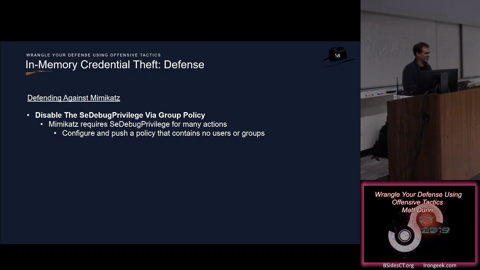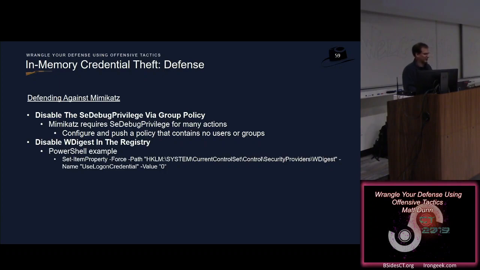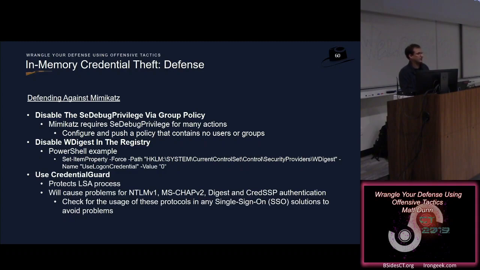And you can actually defend against Mimikatz. It's not overly complicated. It uses the SeDebugPrivilege to do a lot of the things that it does. So if you disable that via group policy and don't allow anybody to access that, then a lot of Mimikatz features will not work. You can also disable WDigest, which you should do, particularly on Windows 7 systems. Hopefully you don't have any of those left. That'll also prevent getting some of those clear text credentials.